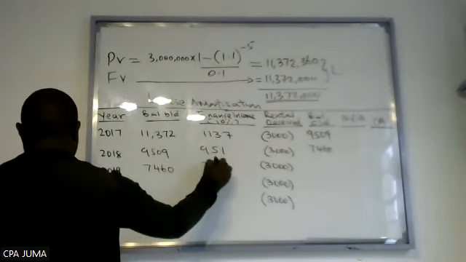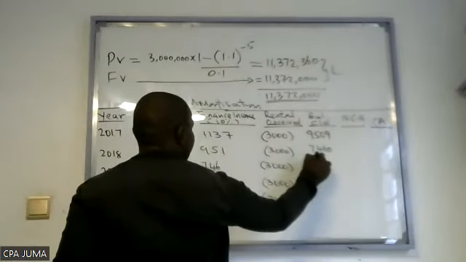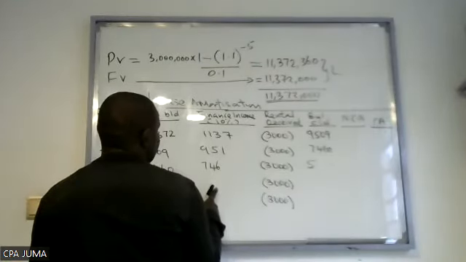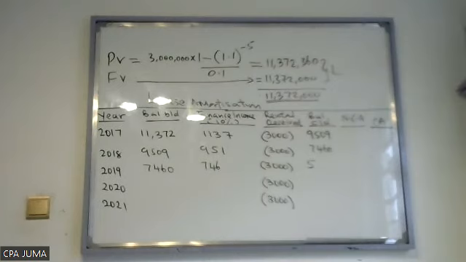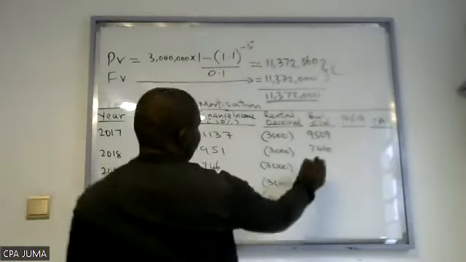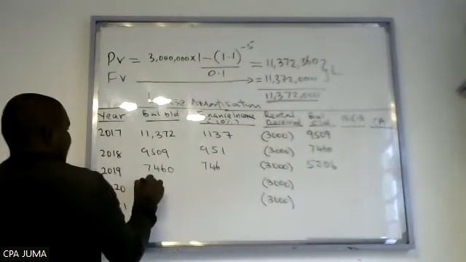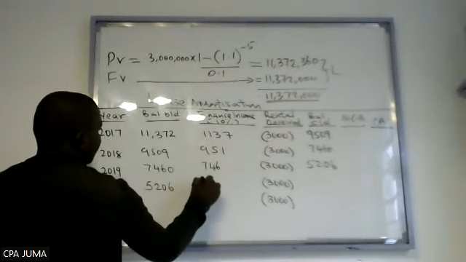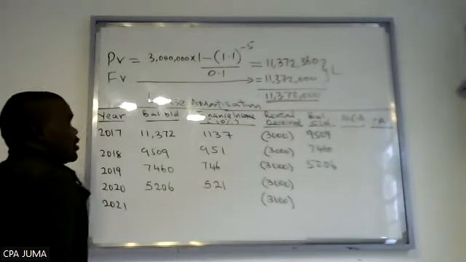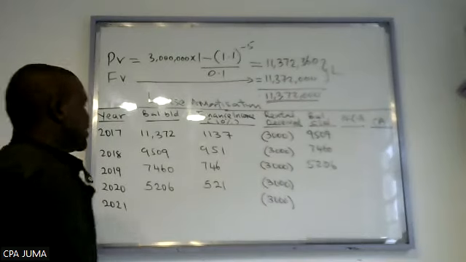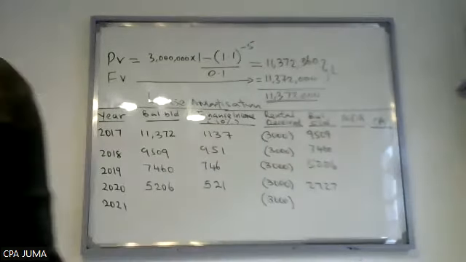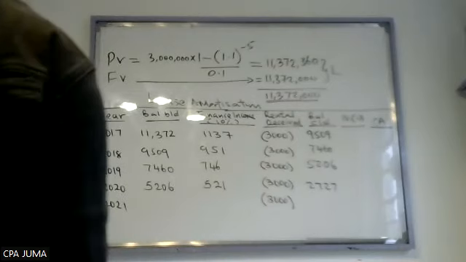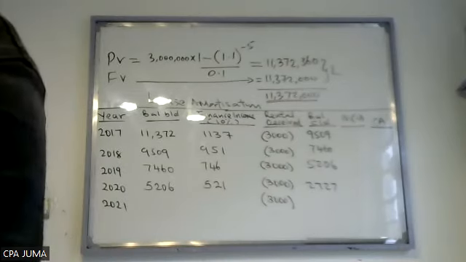This is 746. This is 5, 6. Yes. That one is 75 minus the 3. That should be 5206. So this is 5206. 521. 2727. Can you finish whether it is coming to me? Please finish the remaining. Check whether it comes to 0.